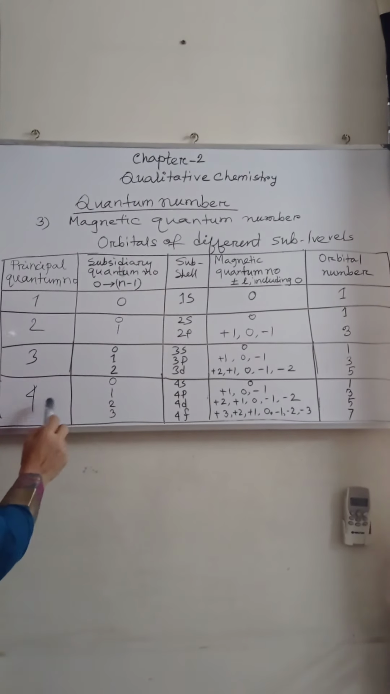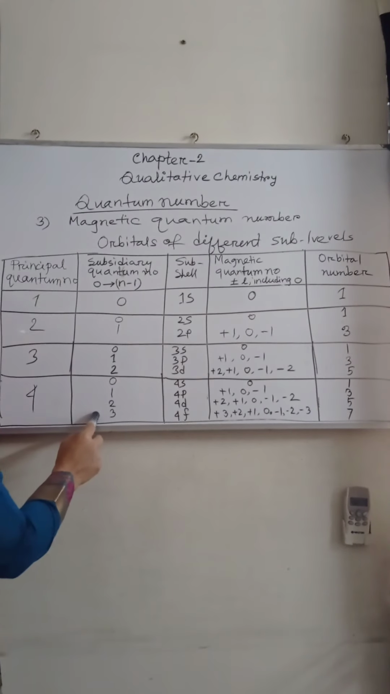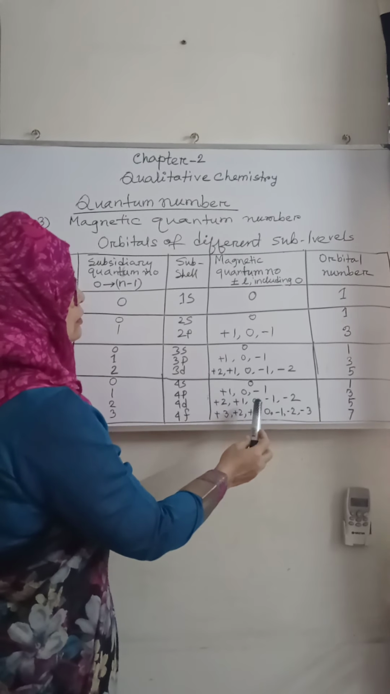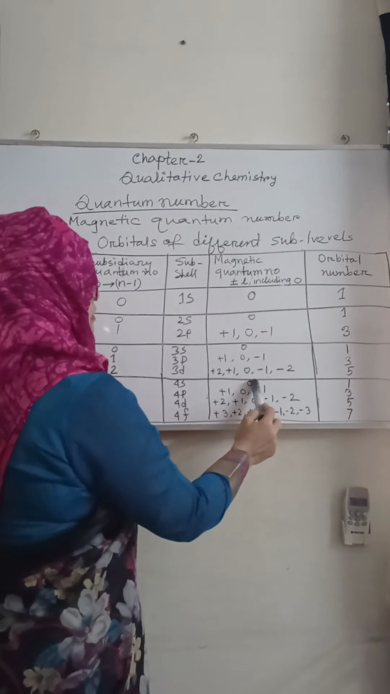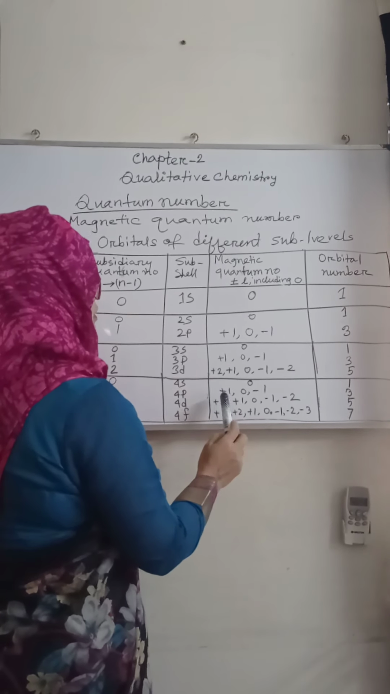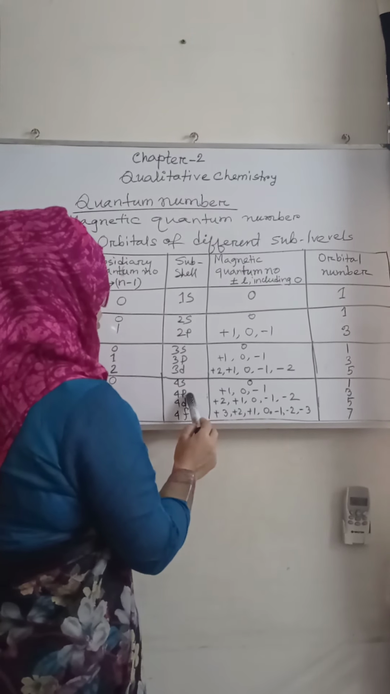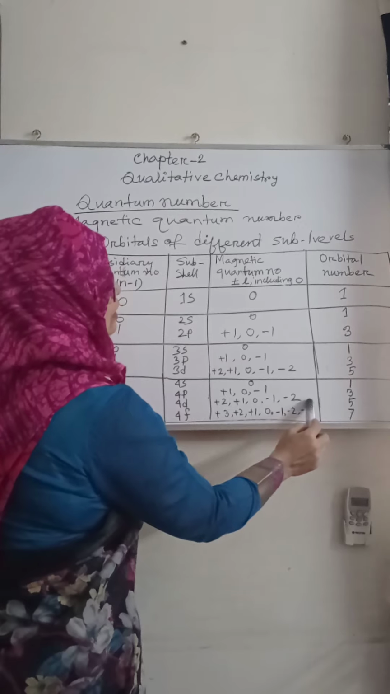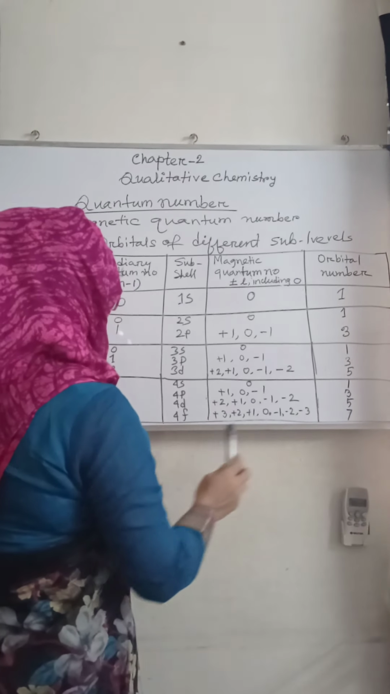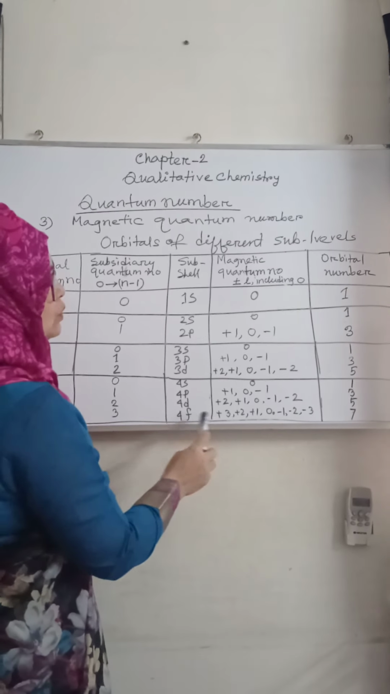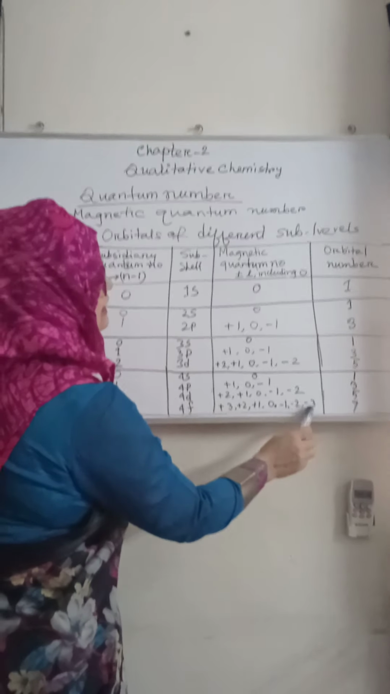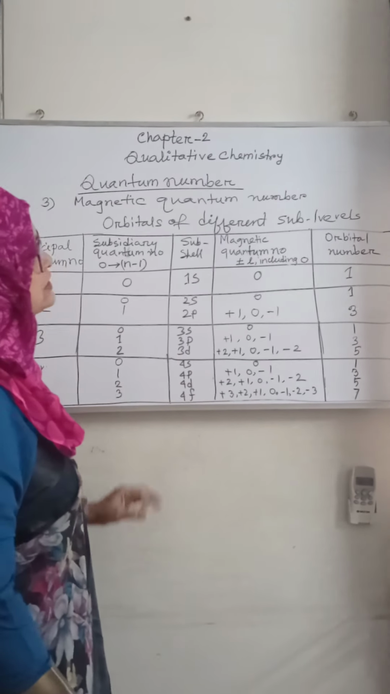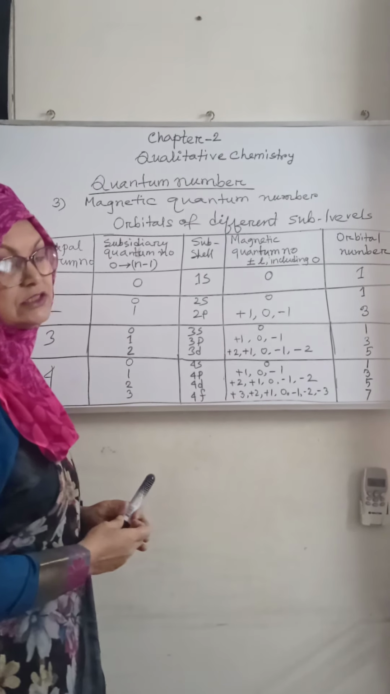For n equals 4, the value of L is 0, 1, 2, 3, and the names of the sublevels are 4s, 4p, 4d, 4f. The value of m is 0 for the s subshell, and we get 3 values for the p subshell, so the orbital number is 3, and for the d subshell we get 5 values of m, that is orbital number 5, and for the f subshell we get 7 values for m, that is orbital number 7. That's why we can identify orbital numbers from the magnetic quantum number.